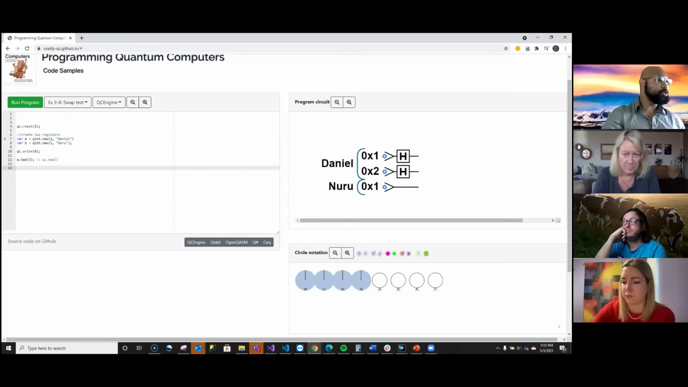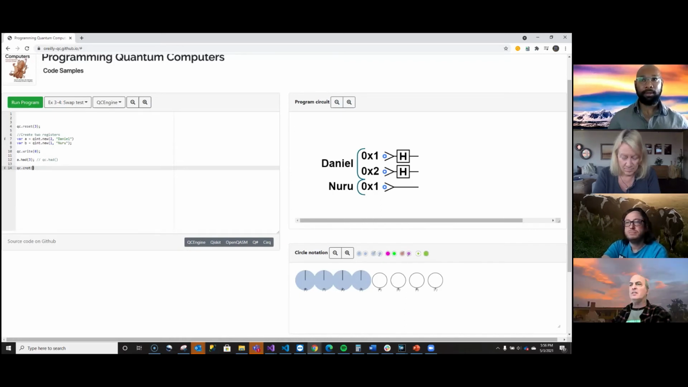Something we can do now is use the CNOT. And how do we use the CNOT? We use 1. Don't you say A.cnot(B) or B.cnot(A)? Good question. We can try that. I already have something in mind, but A.cnot(A). Oh, B, sorry.